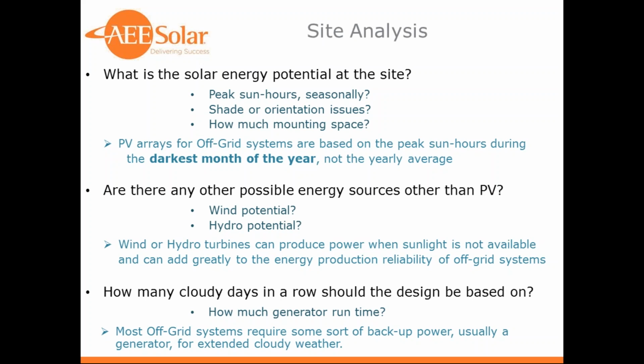So there is going to have to be some additional backup, typically a generator. And most off-grid systems do require some sort of backup. Even if it's only used 1 or 2 days a year, it's pretty hard to have 100% solar in most locations. Southwest desert might be an exception to that, but in most locations in the U.S., you will need a backup generator.